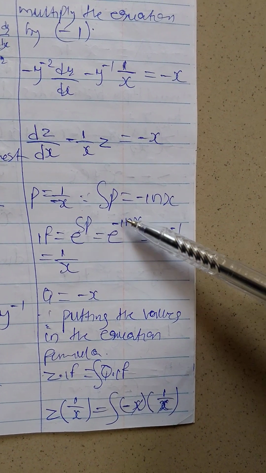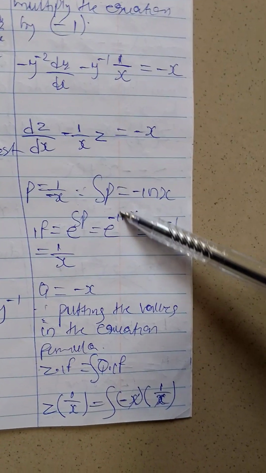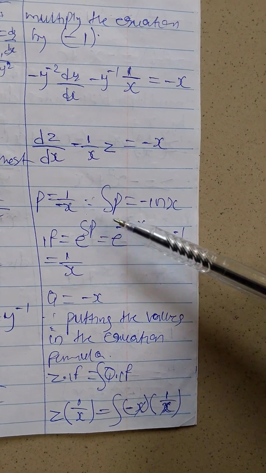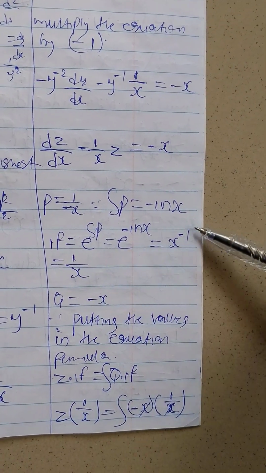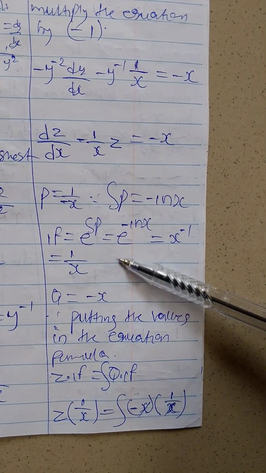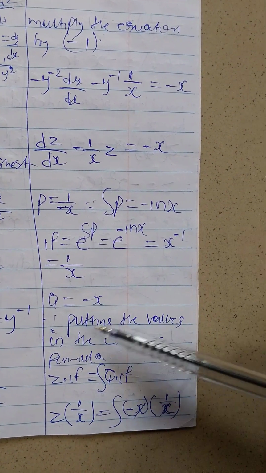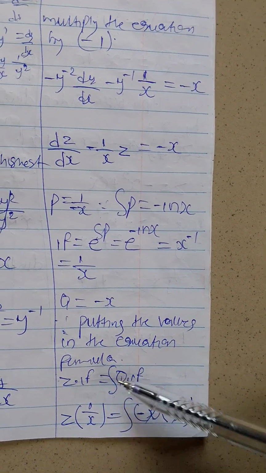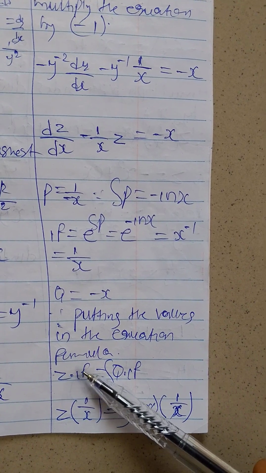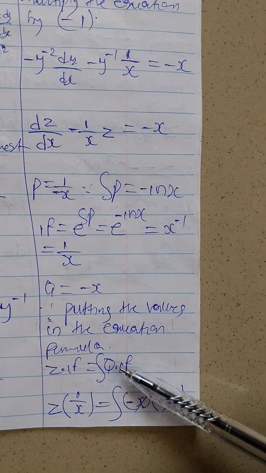So the exponent and ln cancel out, so that becomes x, and the power will go up. That will become x raised to the power minus 1, which I know is the same thing as 1 over x. Now again, q is minus x. Okay, now putting all the values in this equation in terms of z, I have z times IF, where IF is the integrating factor, is equal to the integral of q times IF.